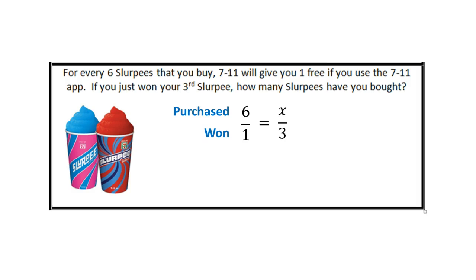All we do now is cross multiply. 6 times 3 gives me 18. We divide that new product by the value that's all by itself, so I'm going to divide by 1. 18 divided by 1 gives me 18 Slurpees. I had to buy 18 Slurpees in order to win 3. Remember, the answer is not just simply 18. We're dealing with word problems. Word problems are real-world situations, real-world scenarios, so we need real-world answers.